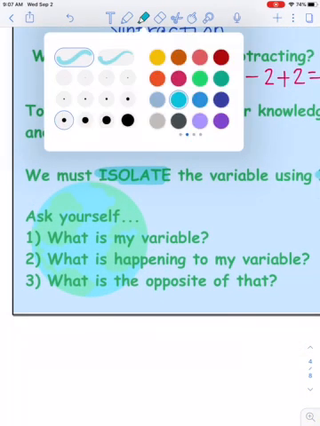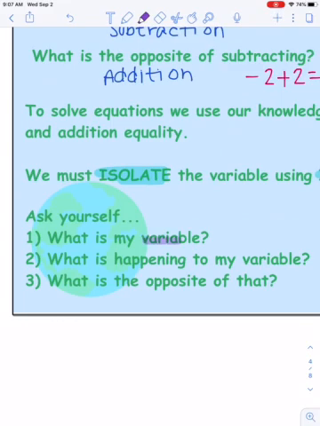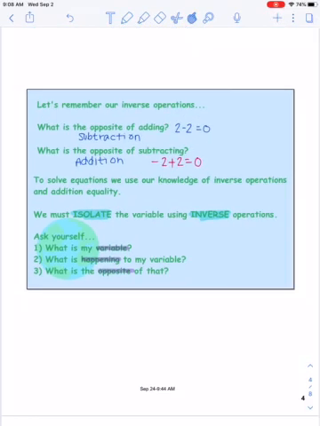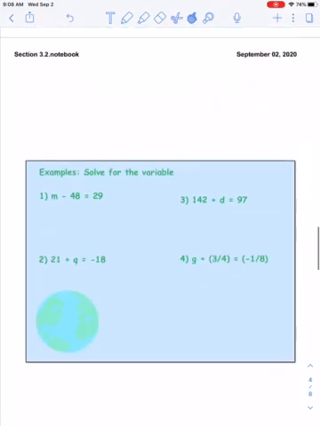These are the 3 questions you have to ask yourself, okay? What is my variable? So you need to figure out what letter you're trying to solve for. What is happening to the variable? Meaning, are we adding 2? Are we subtracting 5? Are you multiplying by 3? Whatever you're doing, what's happening to that variable? And then the last question is, what's the opposite of that? So if you're adding 5, what's the opposite of adding 5? Subtracting 5. So you just ask yourself these questions to walk yourself through how to solve them.